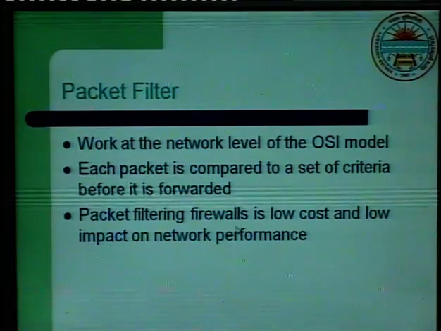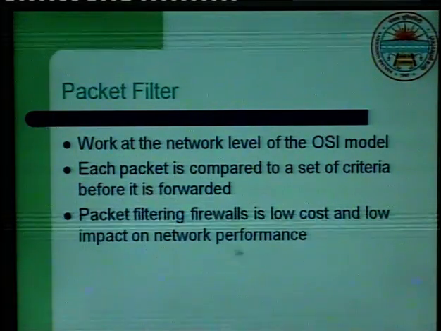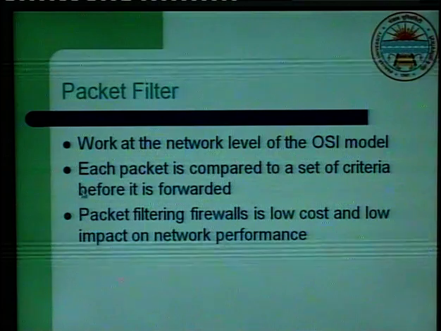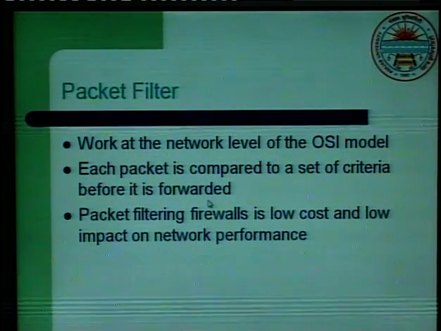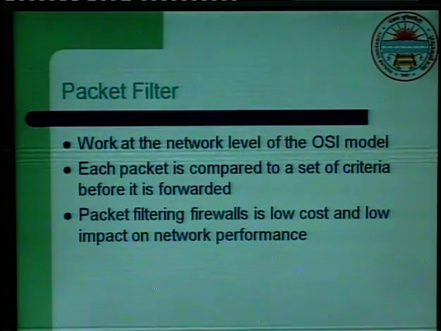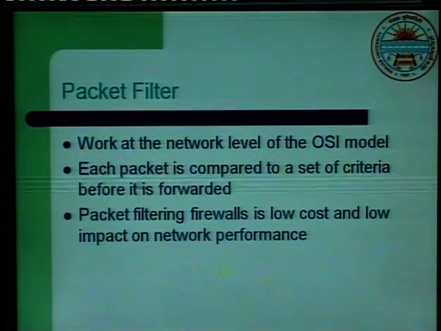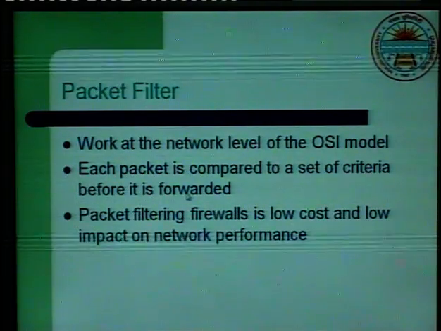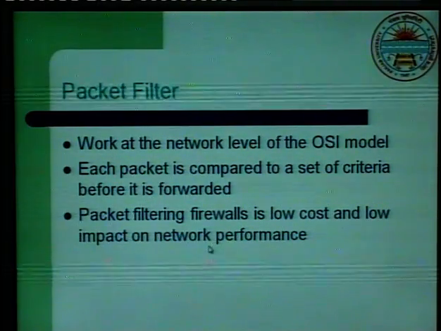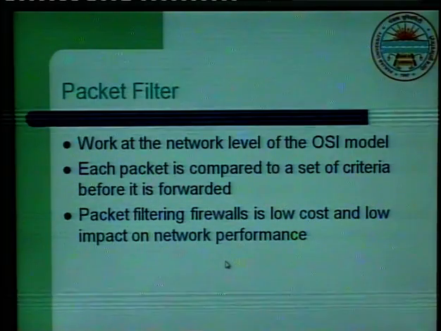the router itself, and they have low impact on the network performance because you are doing filtering at the router level. At the router, a packet is always compared with a set of criteria to forward it to a proper route. So no extra overhead is involved in packet filtering firewalls.